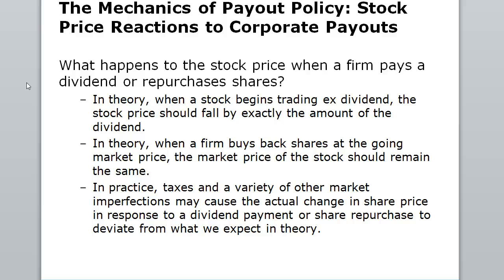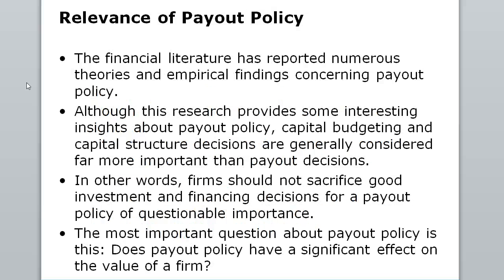Now, when a firm buys back shares at the going market price, the market price of the stock should remain the same. But generally, when a firm buys back shares at the going market price, the market price of the stock does go up because of the increased demand. So in practice, taxes and a variety of other market imperfections may cause the actual change in share prices in response to dividend payments or share repurchases to deviate from what's expected in the theory.